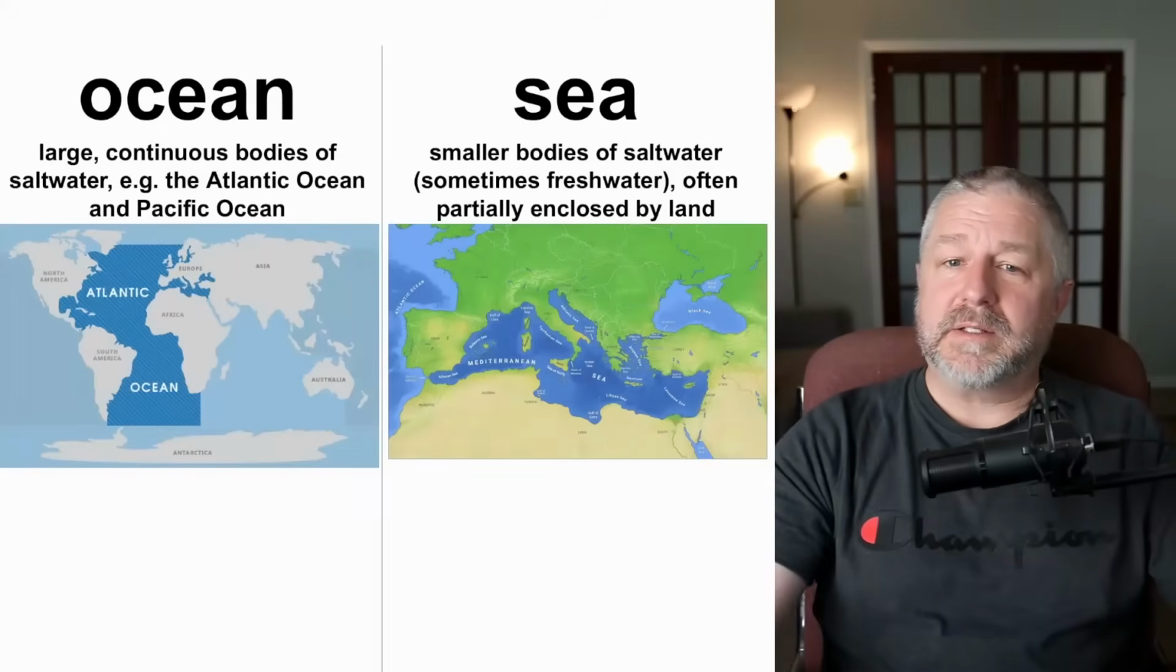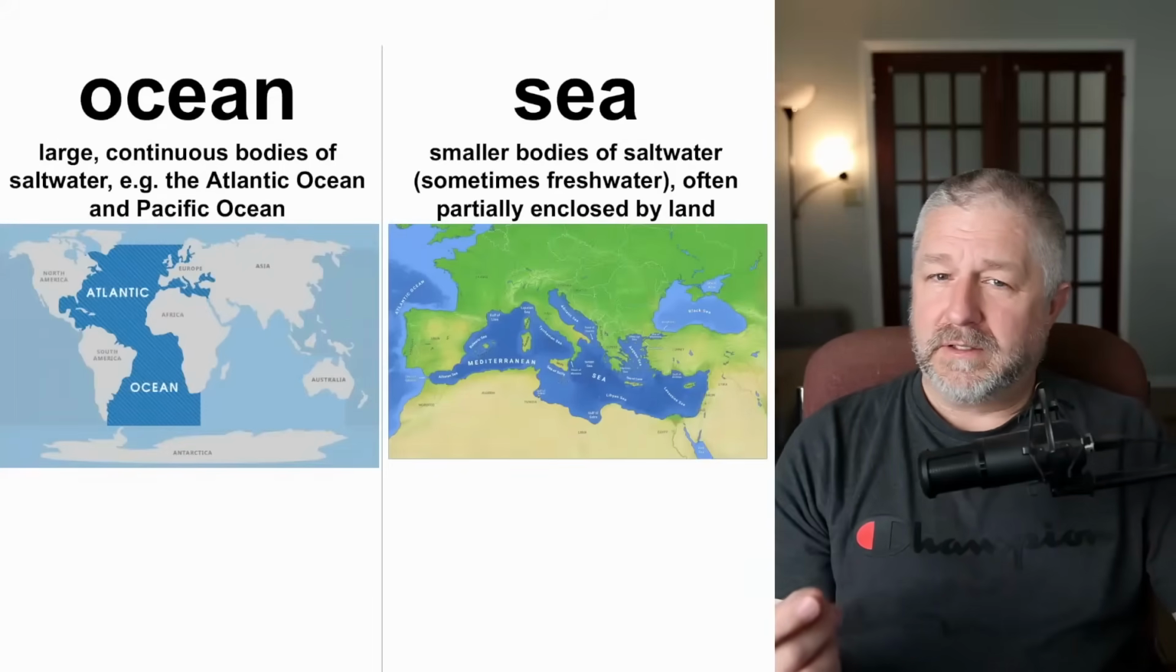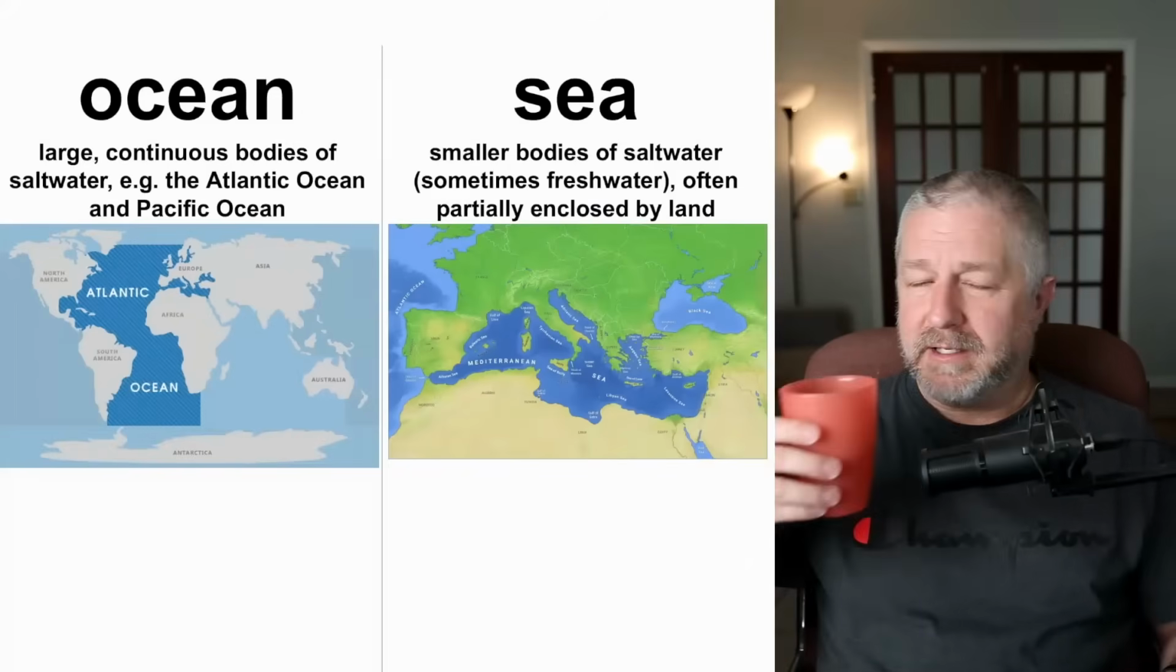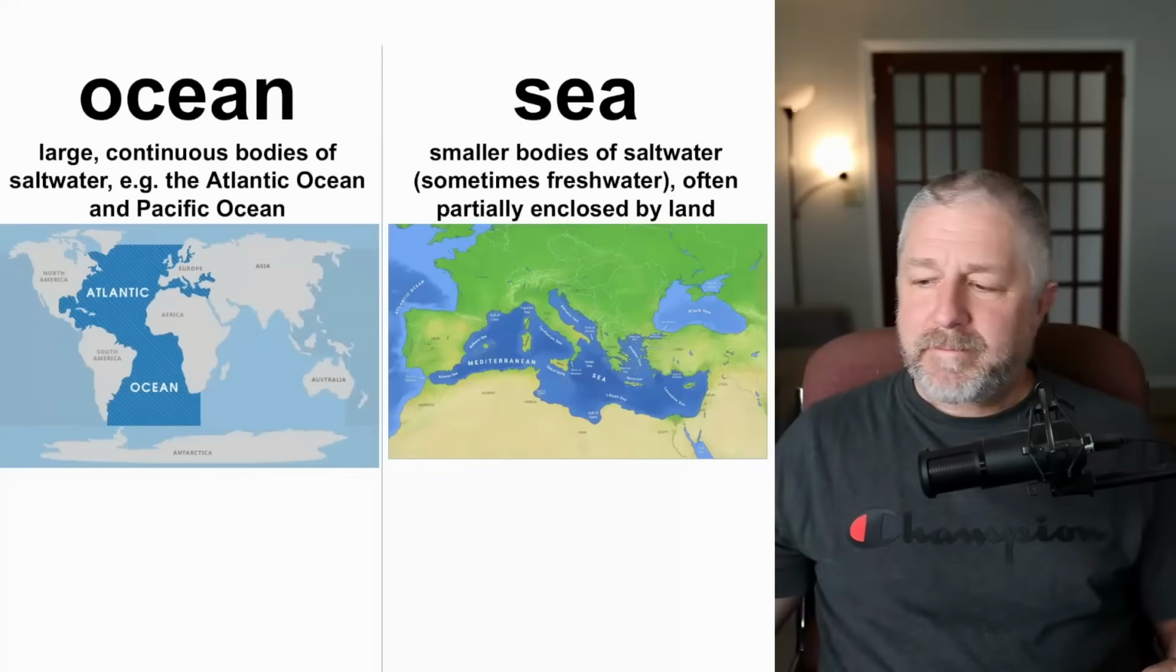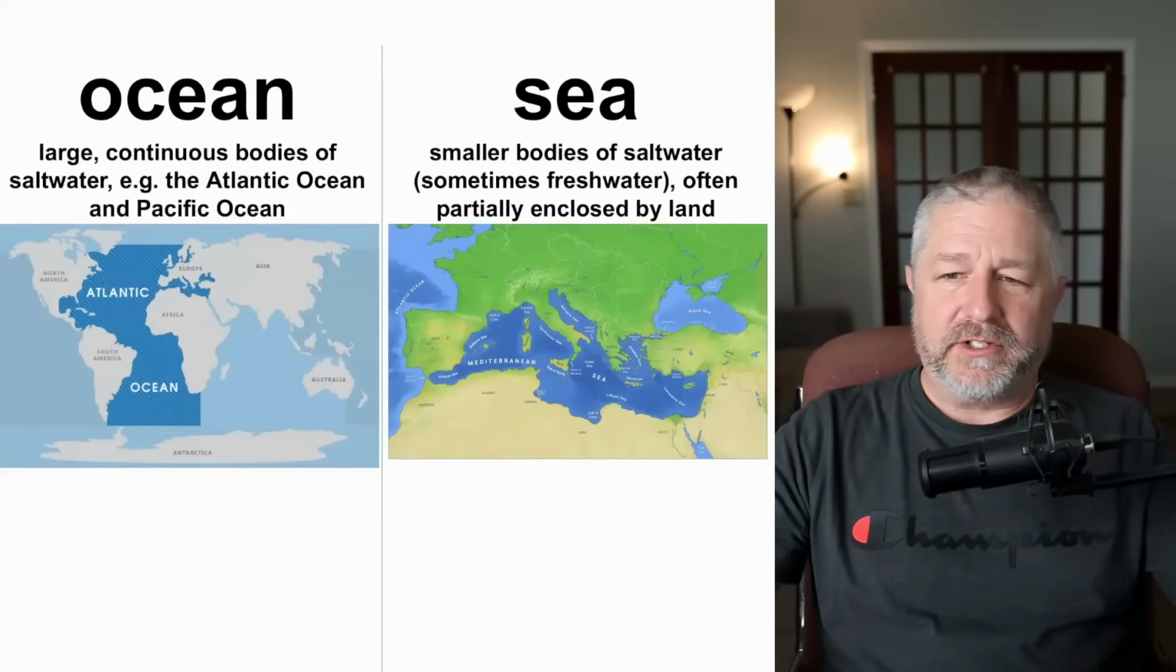A sea then is smaller bodies of salt water, sometimes fresh water, often partially enclosed by land. And you can see the two examples I have given, the Atlantic Ocean and the Mediterranean Sea.